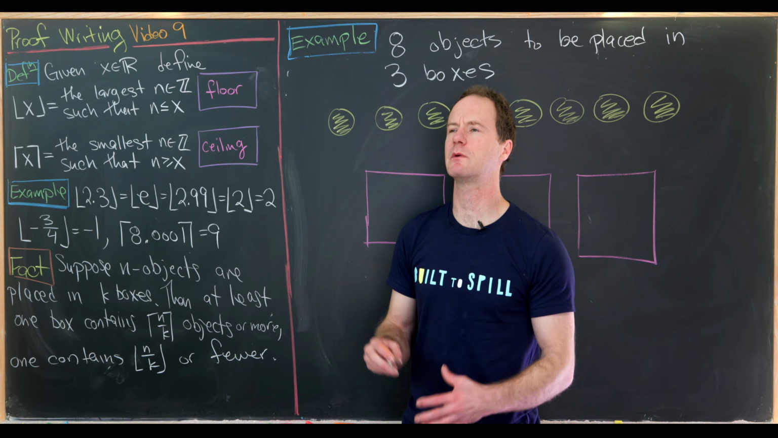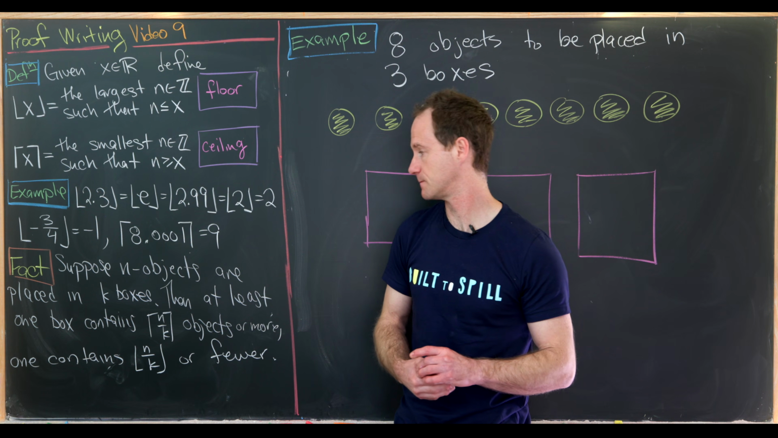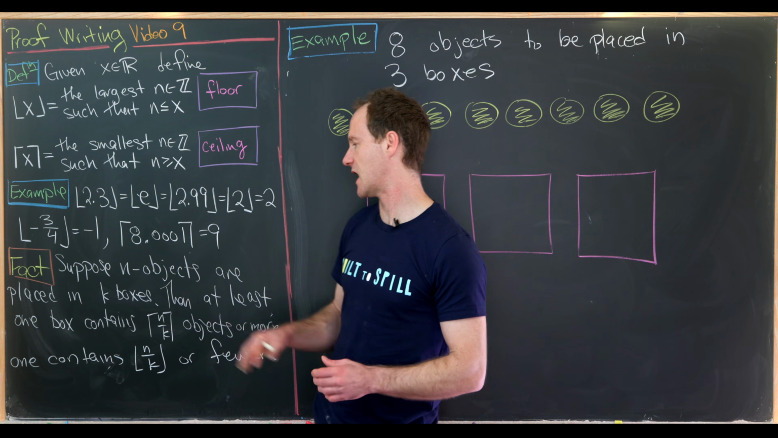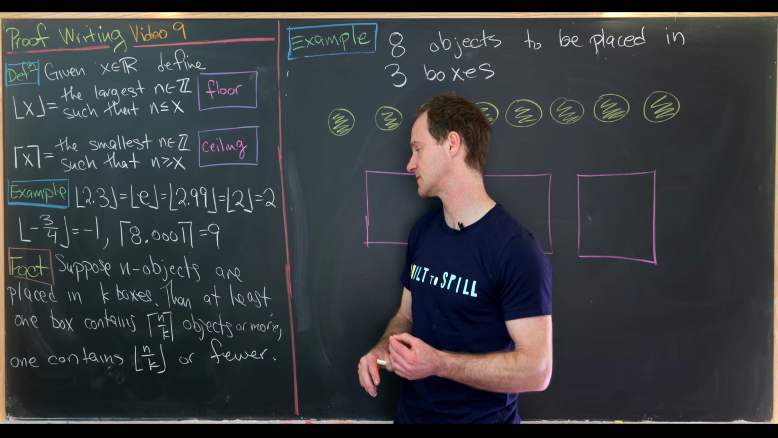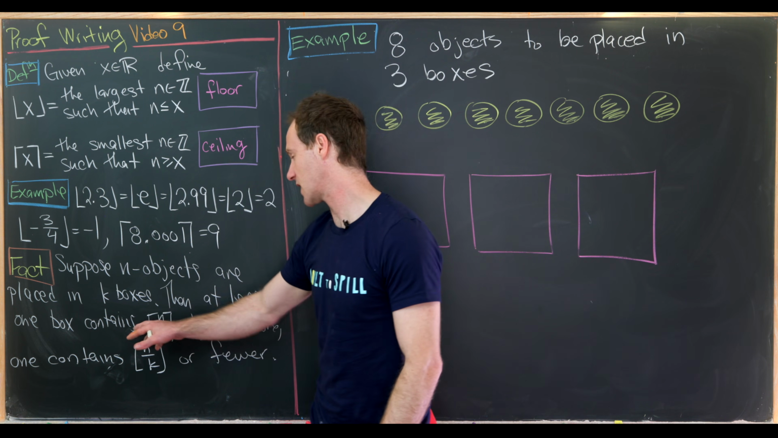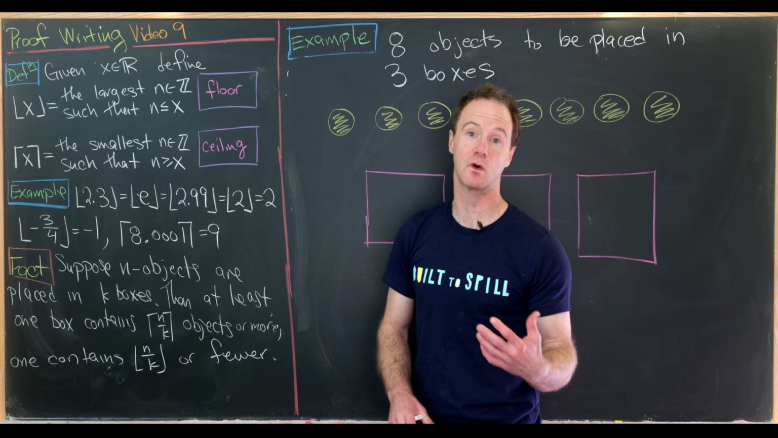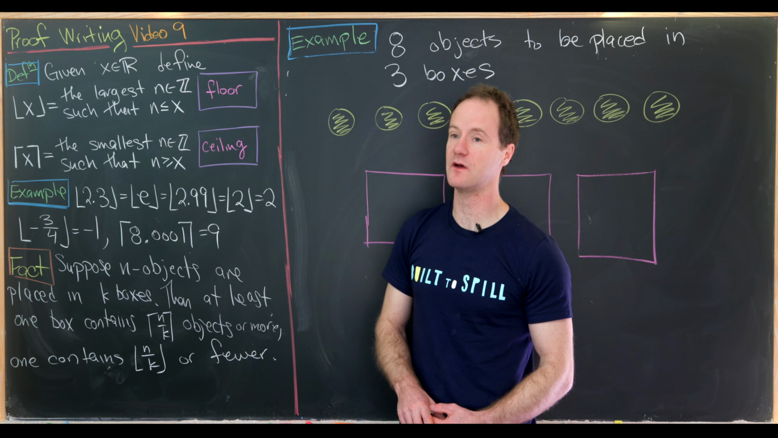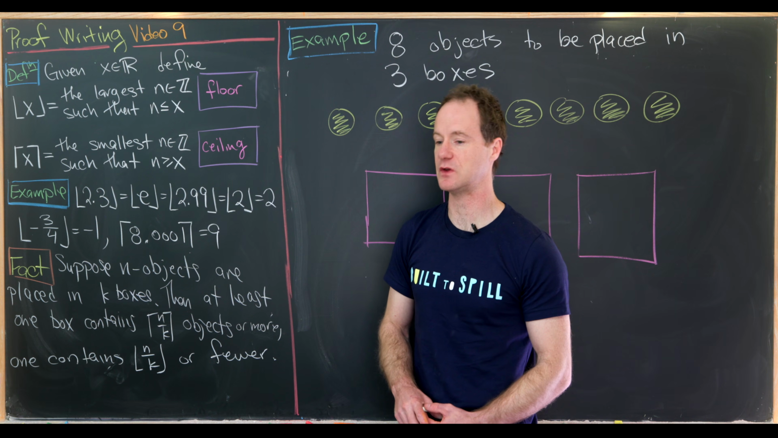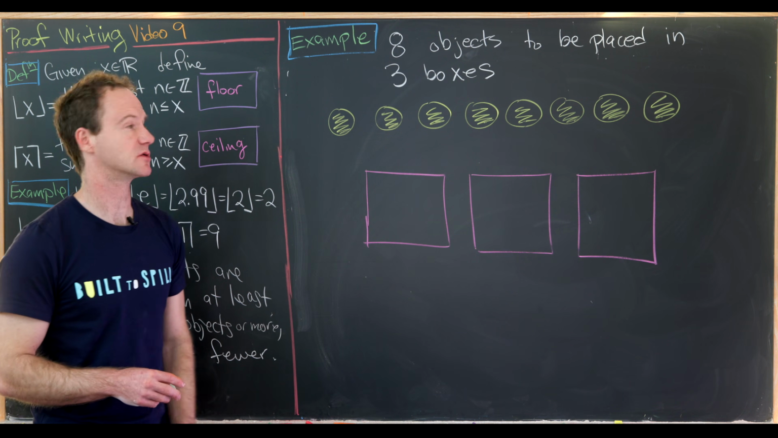So now let's look at the following fact, which is actually a generalization of the classic pigeonhole principle. Let's suppose we have n objects and we are to place those n objects in k boxes. Then at least one box contains the ceiling of n over k objects or more, and another box contains the floor of n over k objects or fewer. So let's do a quick example to see why that is true.